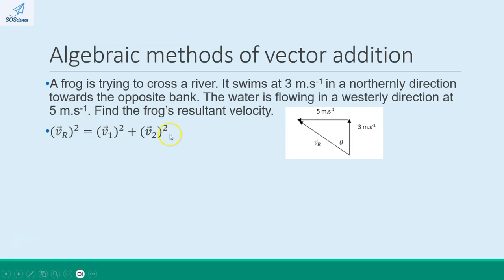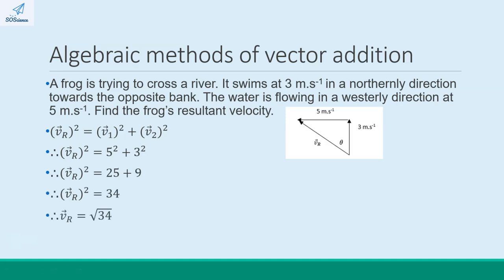So here we're going to use Pythagoras' theorem. VR squared equals V1 squared plus V2 squared, which is 5 squared plus 3 squared, and we end up with an answer of 5.83 meters per second. So this over here, the hypotenuse, represents the resultant velocity, which is 5.83 meters per second. That is just the magnitude. We also now need to worry about the direction.